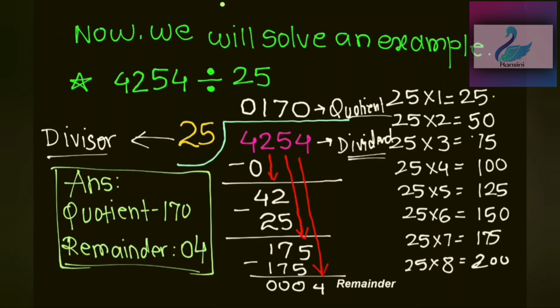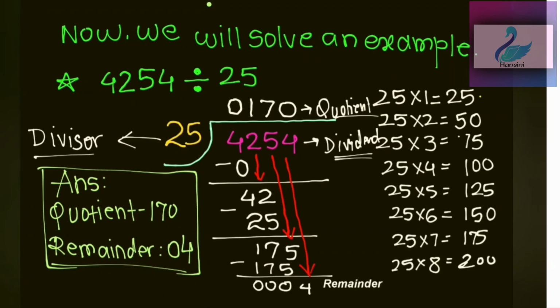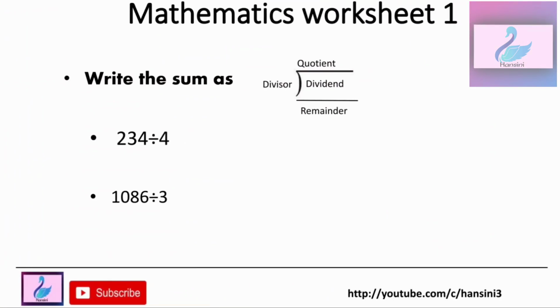Now as you have seen the example of how to solve division, now the next worksheet. You have to write this division into a sum, that is 234 divided by 4, in the given format.